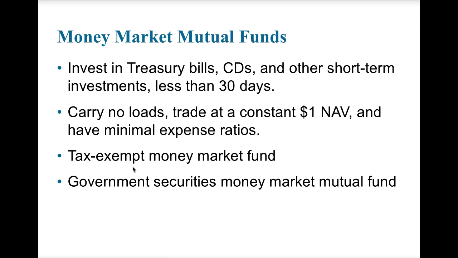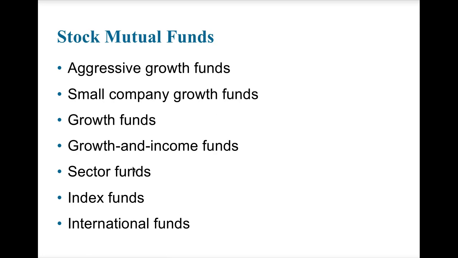So they have very minimal expense ratios, but even after the expense ratios, these money market funds are going to return more interest to you than, say, a bank account. And there can be a tax exempt money market fund that's going to invest in munis or government securities. So there are a lot of different types of places where you can temporarily park your money to get better returns.